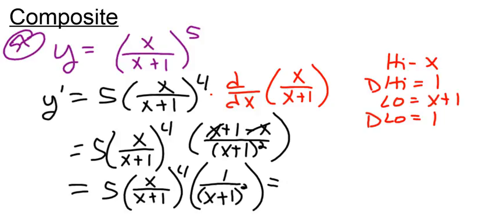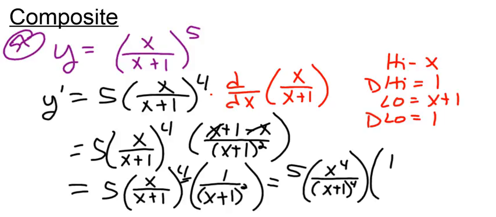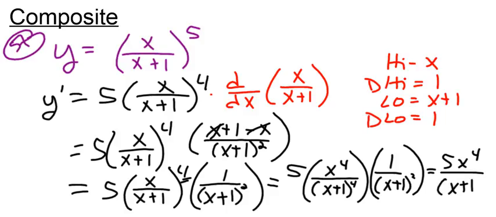From here, I can go ahead and try to break down. I'm going to go ahead and distribute this exponent here to this one. So I really have 5 times x to the 4th over the quantity of x plus 1 to the 4th power times 1 over x plus 1 squared. And then from here, I've got 5x to the 4th over the quantity of x plus 1 now to the 6th power, and that's my final answer for the derivative.